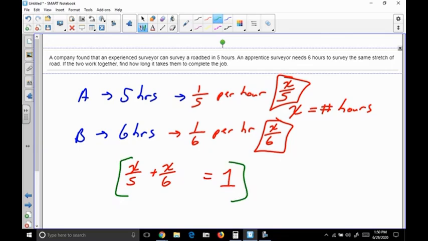So that gives us a rational equation. We need to make the fractions go away so we can solve this. So we find our least common multiple, which would be 30. 5 goes into 30 and 6 goes into 30. So we're going to multiply everything by 30.